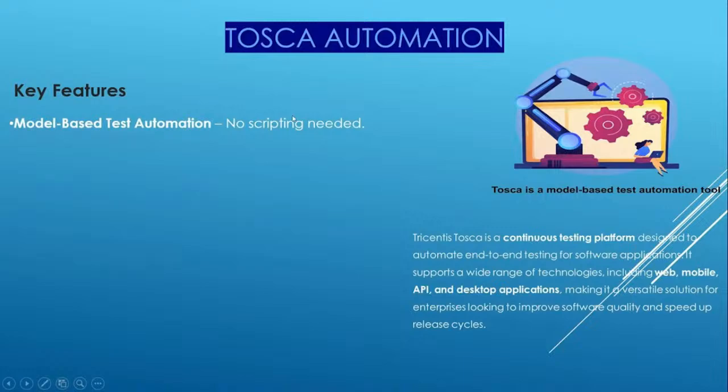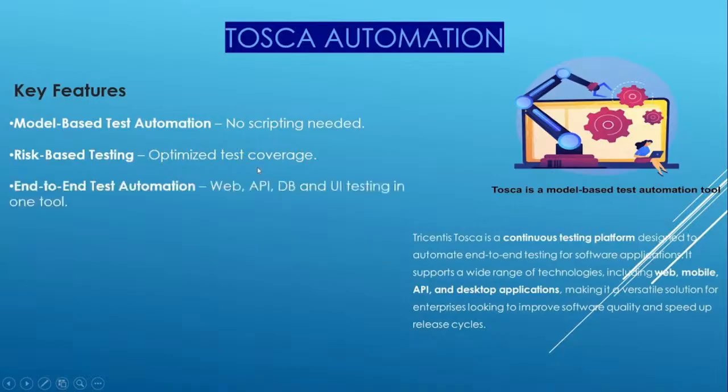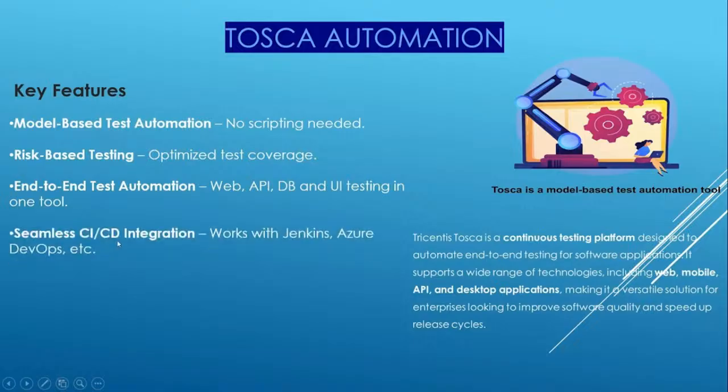Now, risk based testing optimizes the test coverage, and also end to end tests, whatever testing we have just discussed, would be done. And then seamless CI/CD, continuous integration and development, can be achieved with the help of Jenkins, Azure DevOps, etc. So these are the key features of the Tosca framework.